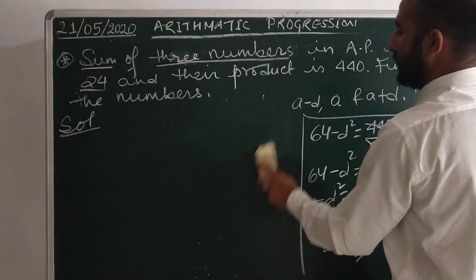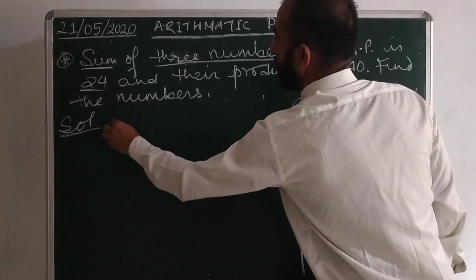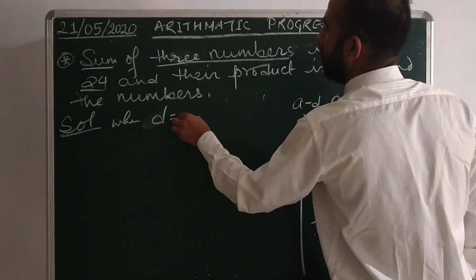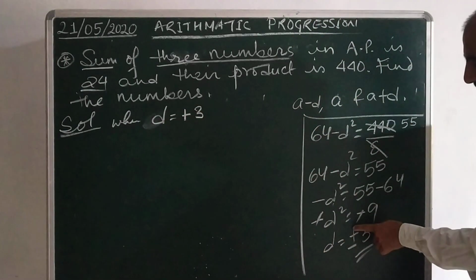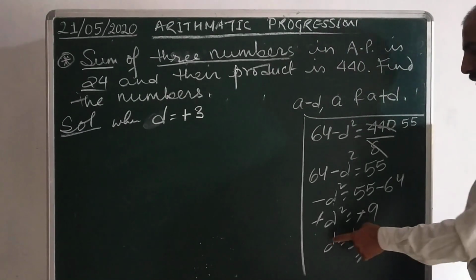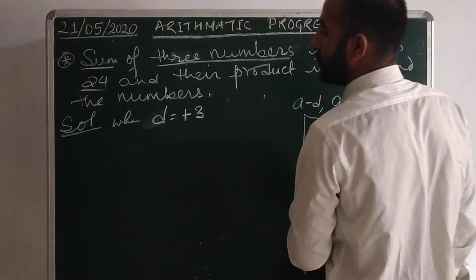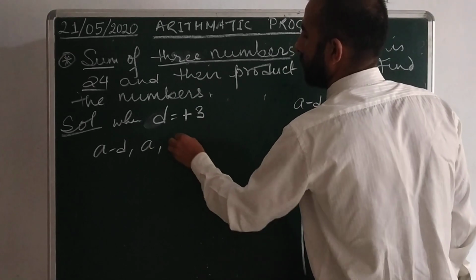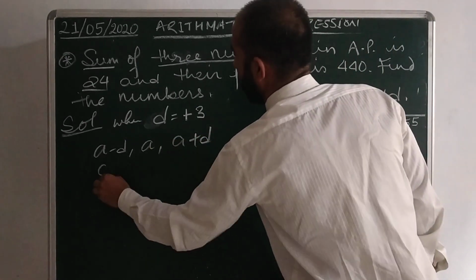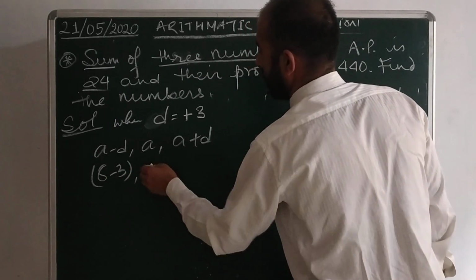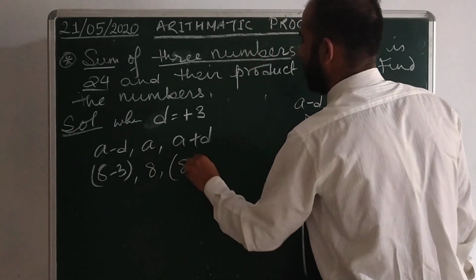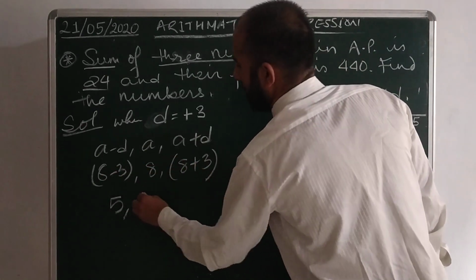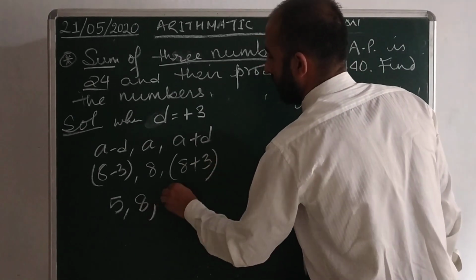Let's write the AP. What will be the AP? So we have taken the AP with D as plus 3, because we got two values of D. That is, D can be plus 3 also, D can be minus 3 also. When D is plus 3, then the AP will be A minus D, A, A plus D. A we got 8, so 8 minus 3 is 5, 8 plus 3 is 11.